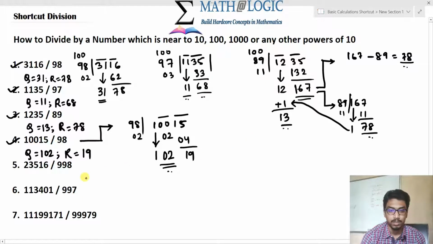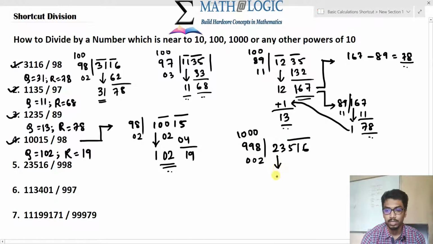Okay. See, the fifth question is 998 divides 23516. It is near to 1000. The difference is 002. Near to 1000, you can write as of now. Okay, so 3 digit is a pair. This 23 is dropped as it is.